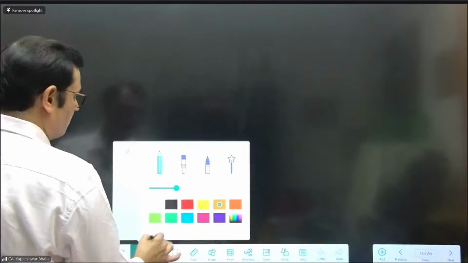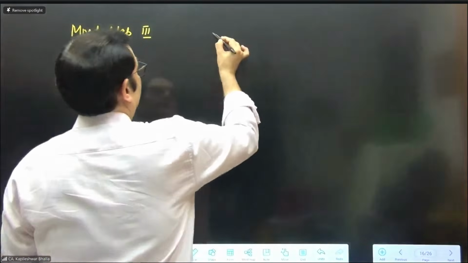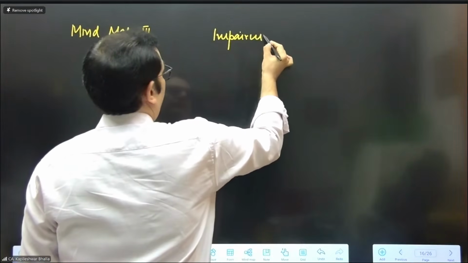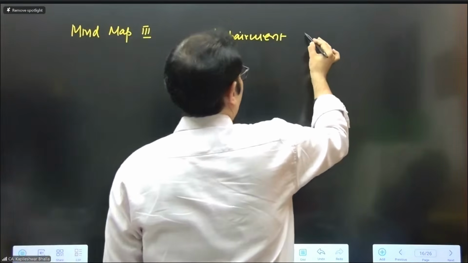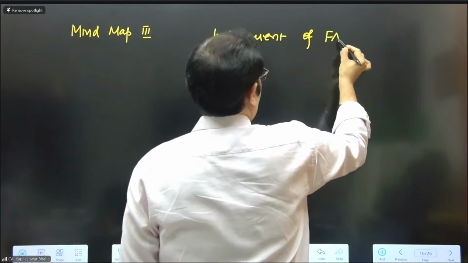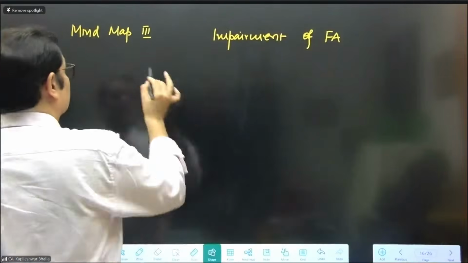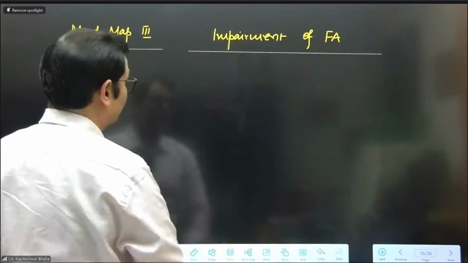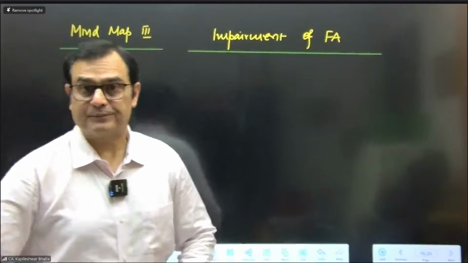So that's my mind map number 3 for the day. So this is the mind map number 3 where we're talking in terms of impairment of financial assets. Of course, liabilities do not get impaired. It's only the financial assets that get impaired.